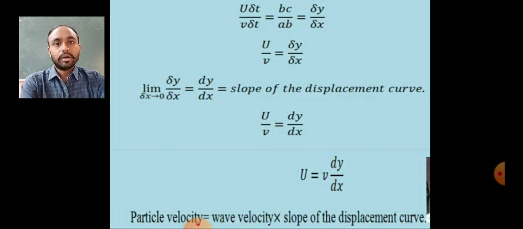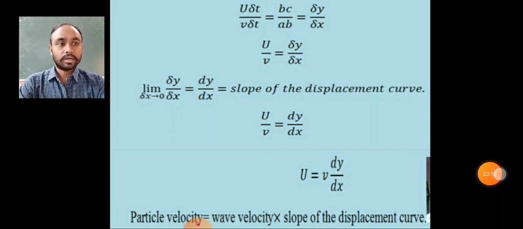Sometimes this article can be titled the relation between particle velocity and wave velocity. So this is the end of this article and this video.